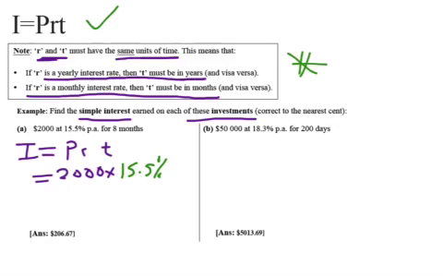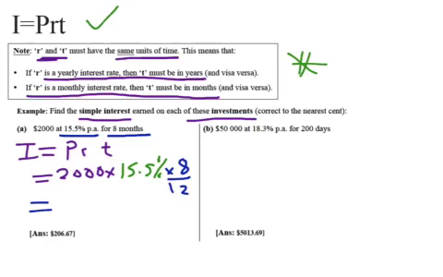And now the time, you've got to be careful here. It is 8 months, but remember, we have a yearly interest rate here, which means we have to write 8 months in terms of years. Now to convert months to a year, you divide by 12. So it's 8/12 of 1 year. Now put that into your calculator.